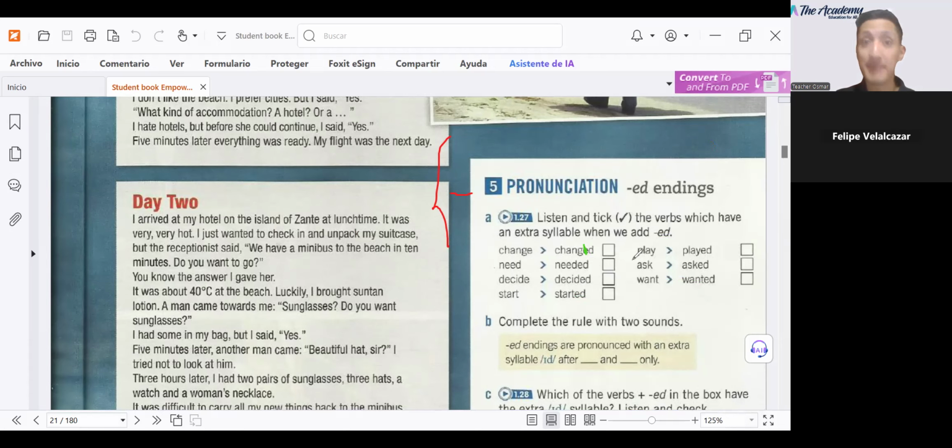Yes. Play, for example, in present. In past, we don't say playeth. Just played. Yeah. But what happens in the case of need and decide?